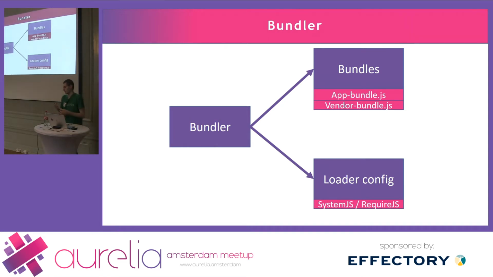And the bundler of the CLI generates that configuration for you. So you don't have to write a require.js configuration, or if you use system.js, a system.js configuration. The bundler basically generates that for you. And I'd like to show you where you can find that configuration.